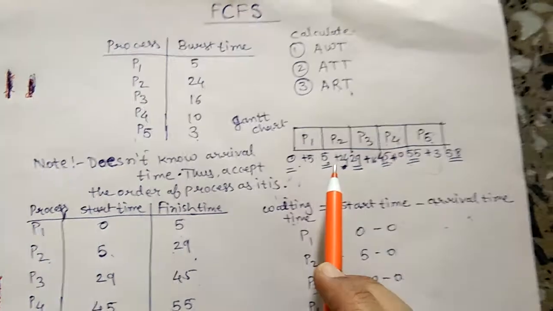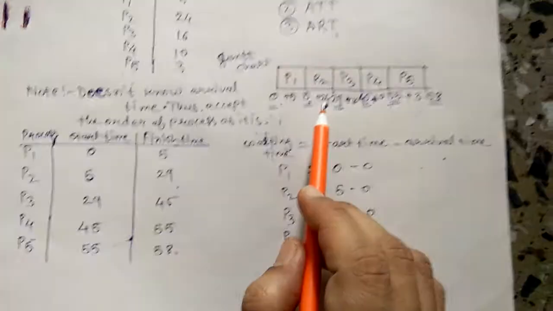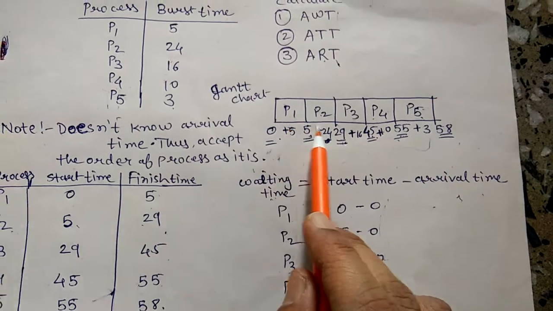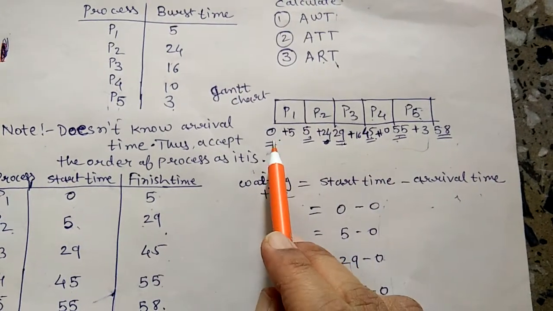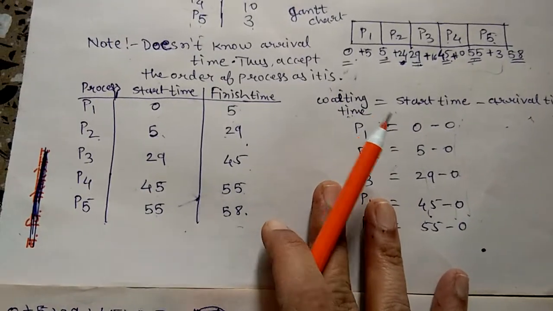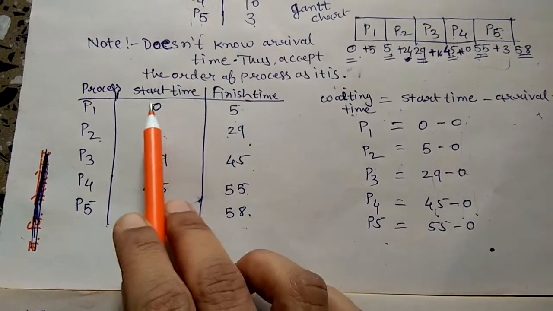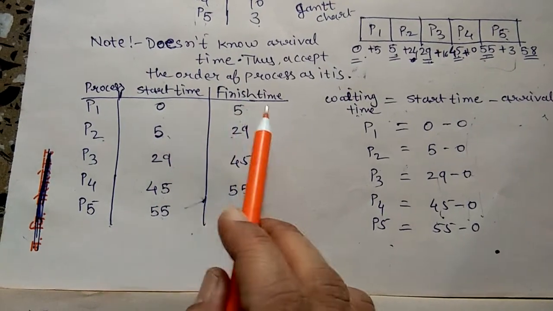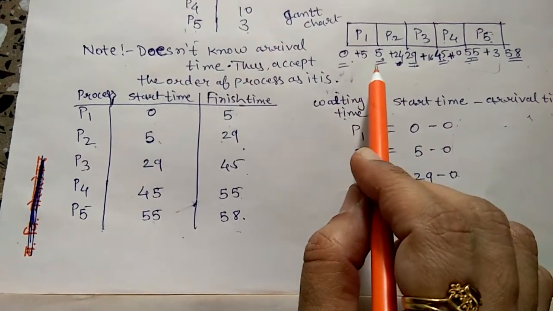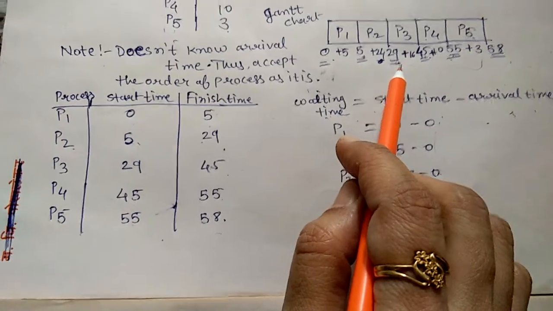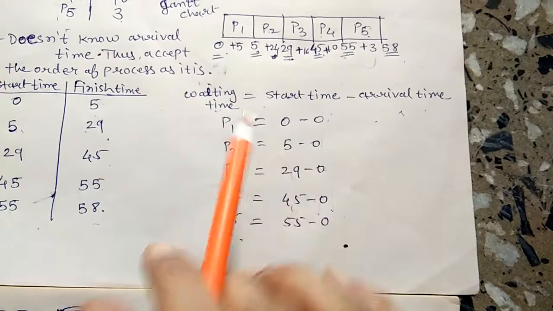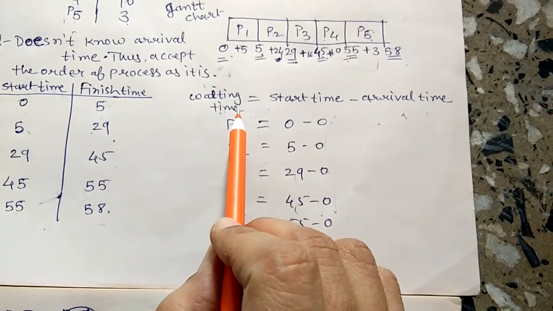So here in this Gantt chart, I have calculated the start time and the finish time. With the same order, I have calculated the start time and the finish time for each process. So in this case, you can see I have prepared a separate table to show the start time and the finish time of each process. With the given burst time, I have calculated the start time and the finish time of each process, right?